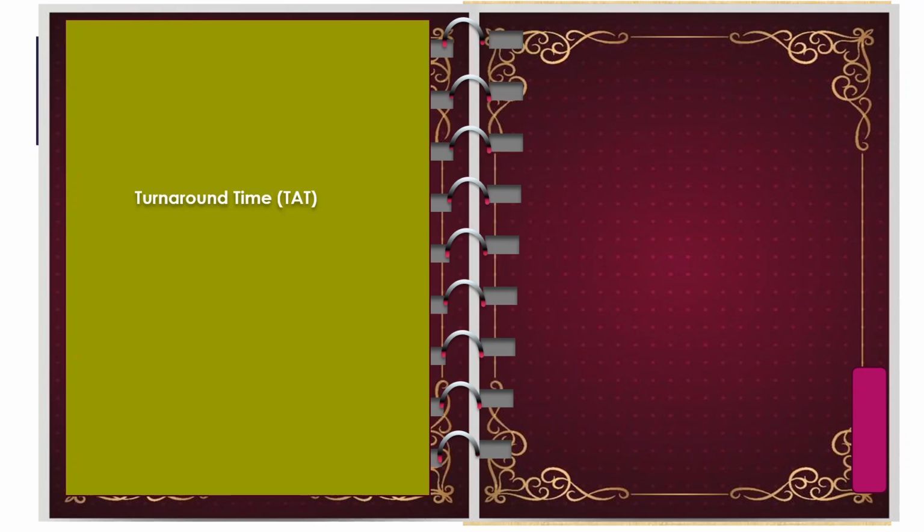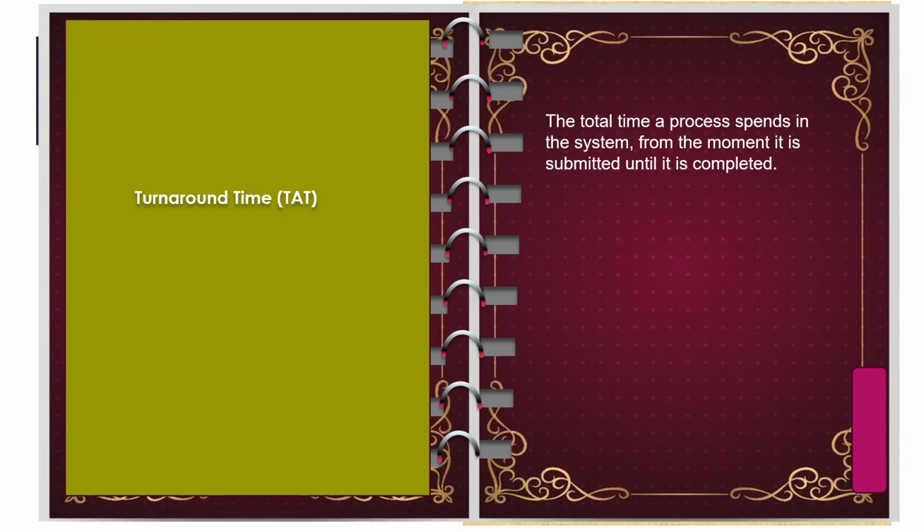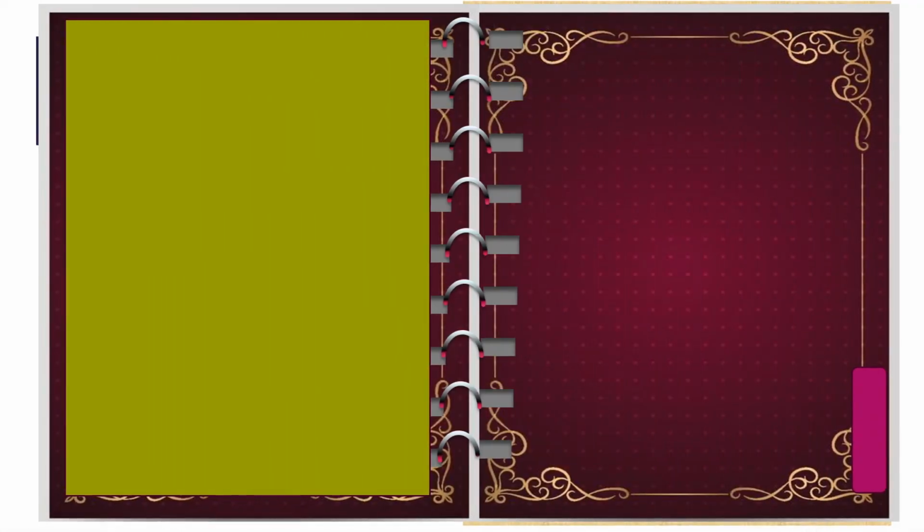Next, we'll see the formula for the turnaround time. What is the turnaround time? It is the total time a process spends in the system from the moment it is submitted until it is completed. The formula for the turnaround time is completion time minus arrival time.